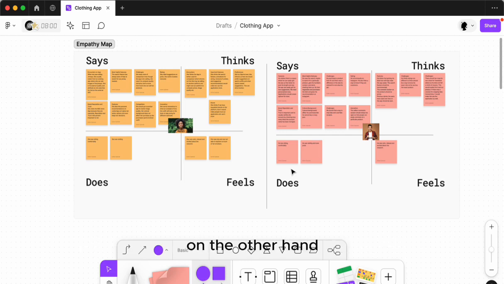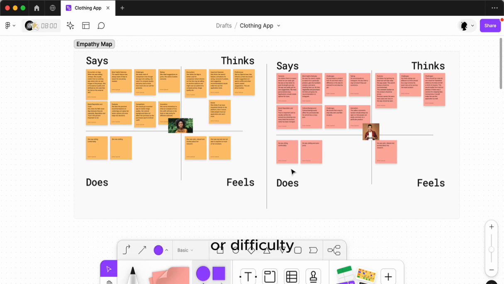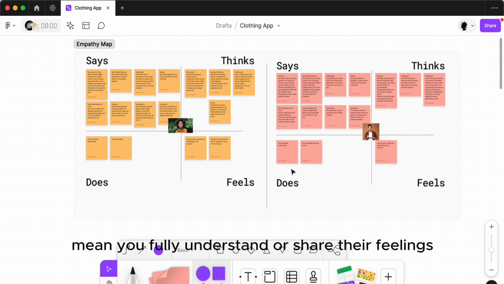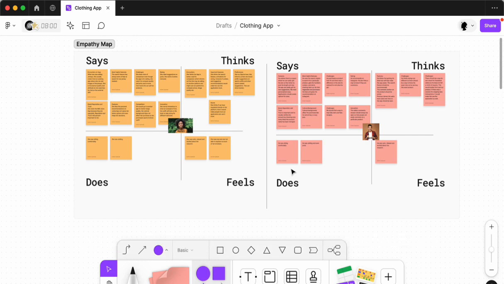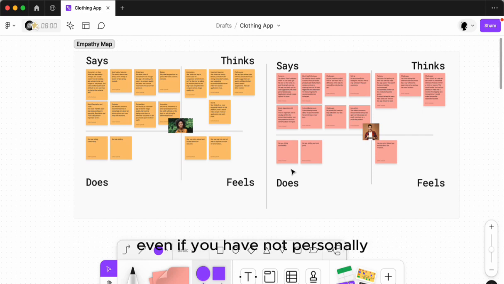But sympathy, on the other hand, is different, and it means feeling compassion, pity, or sorrow for someone else's situation. Most of the time, you are acknowledging and recognizing someone else's pain or difficulty, but it doesn't necessarily mean you fully understand or share their feelings. So most of the time, sympathy is more about expressing your care and concern for someone, even if you have not personally experienced what they are going through.